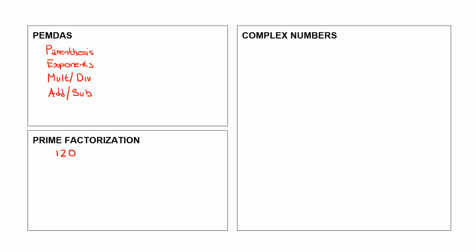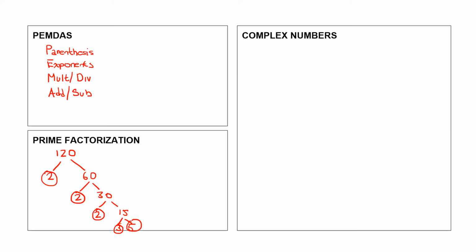Let's say we have 120. Let's try to do the prime factorization of that. We can divide that up into 2 and 60. 60 can be divided up into 2 and 30. 30 can go 2 and 15. 15 can go 3 and 5. So thus our prime factors are 2, 2, 2, 3, and 5. And we can verify that all these are prime numbers.